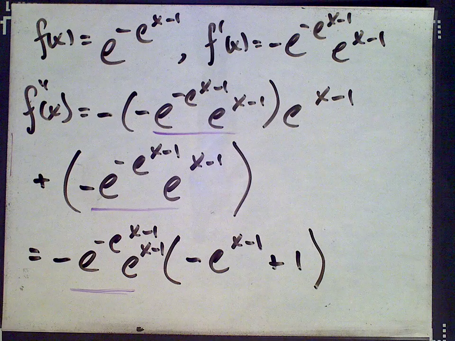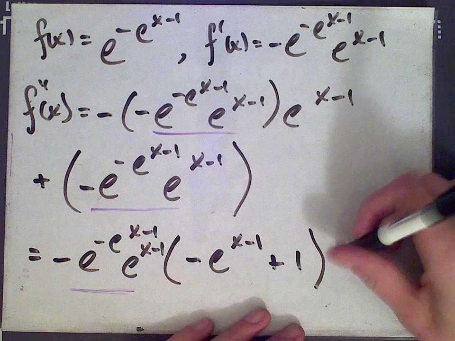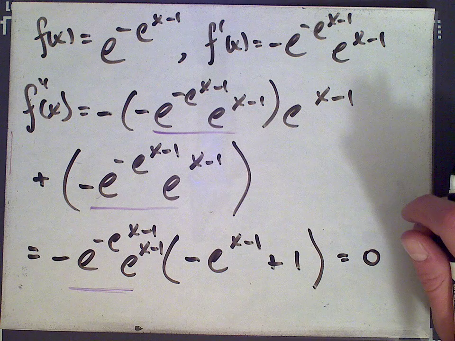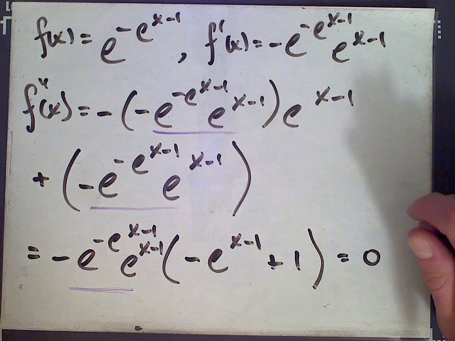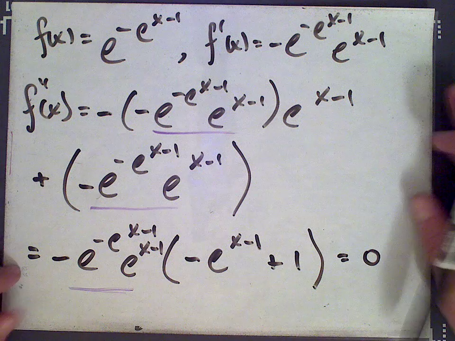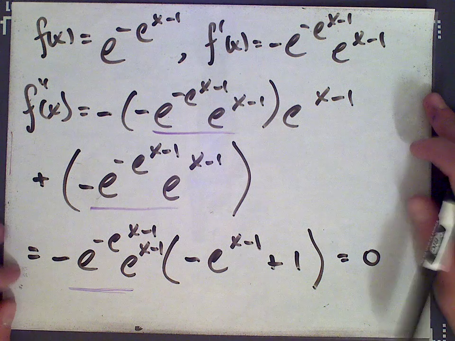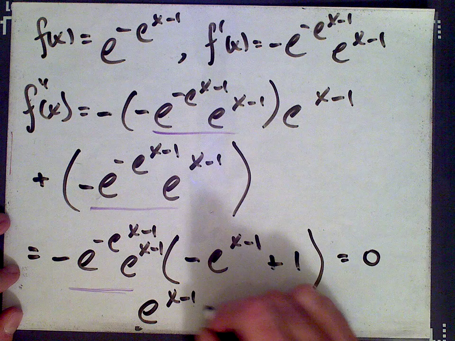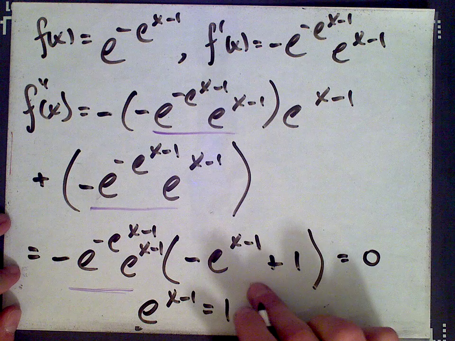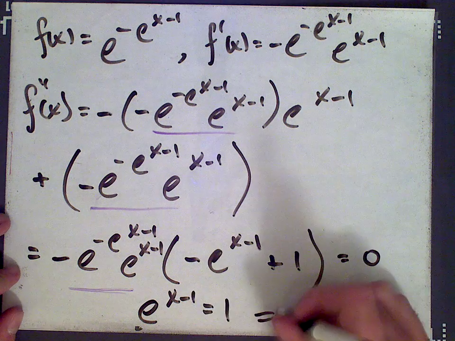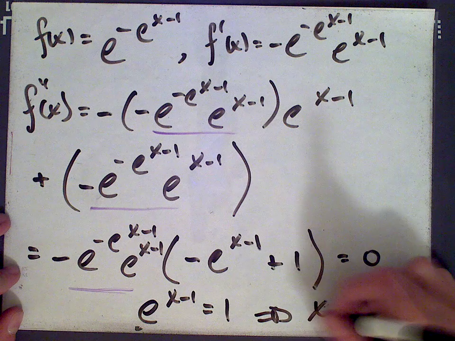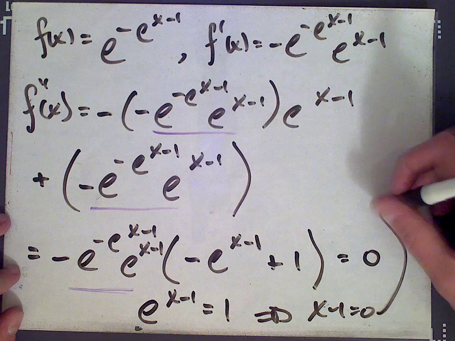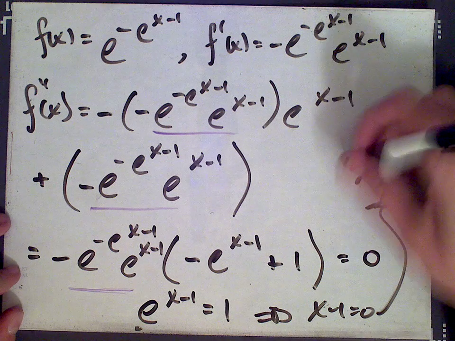Okay, so we want to find out when this is 0. Again, for the same reason, this function's always defined, because e to the power of any function is always bigger than 0. So this is 0 when e to the x minus 1 equals 1, setting this factor here equal to 0. And this happens when x minus 1 is 0, so when x is 1.